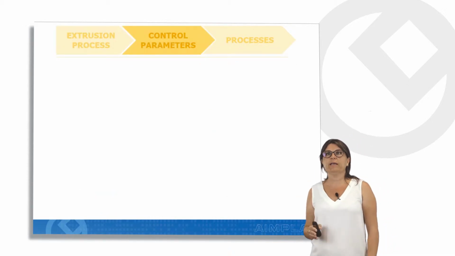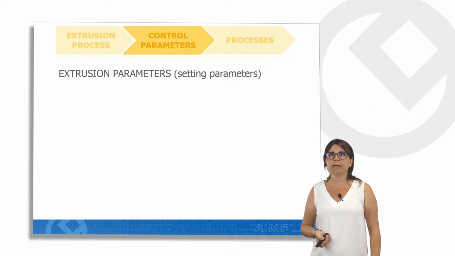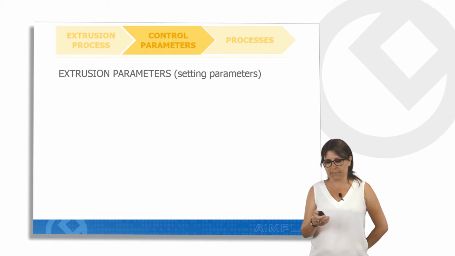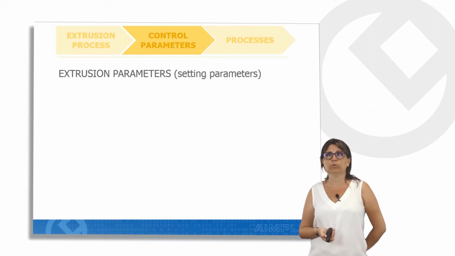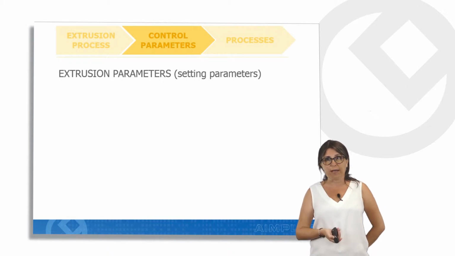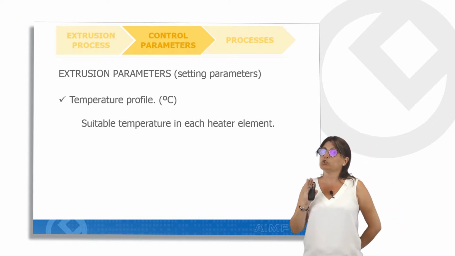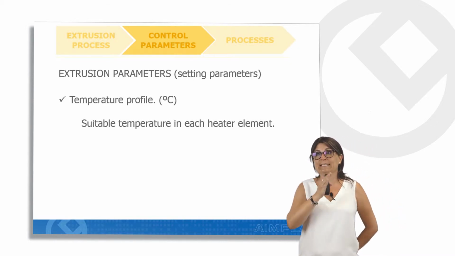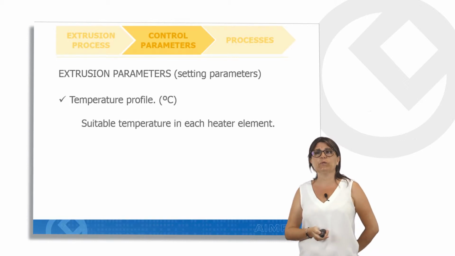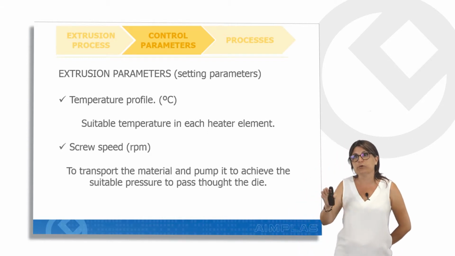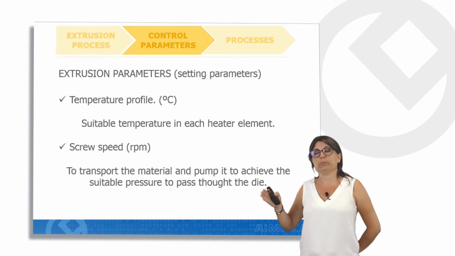Okay, once we have selected the screw, now it is necessary to introduce the extrusion setting parameters. The setting parameters to begin to extrude are the temperature profile, which is the suitable temperature in each heater element. It is necessary to know the main function of each part of the screw to define the suitable heater temperature in each element, and the screw speed to transport the material and pump it to achieve the suitable pressure and obtain the final product.